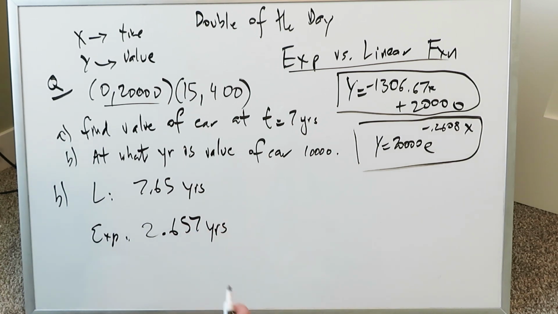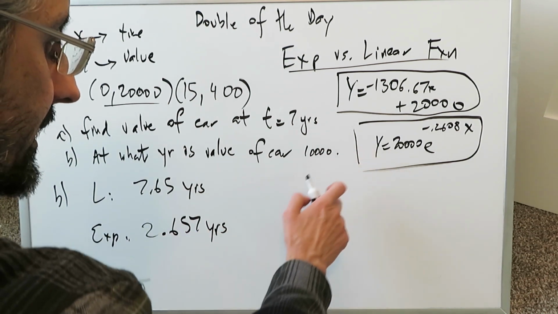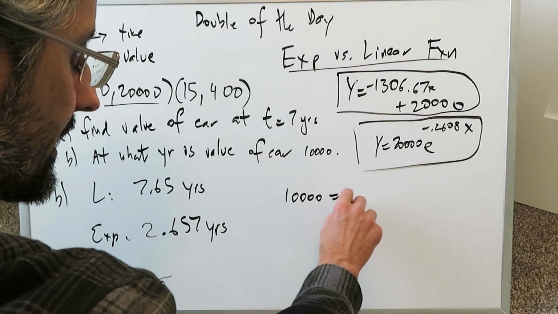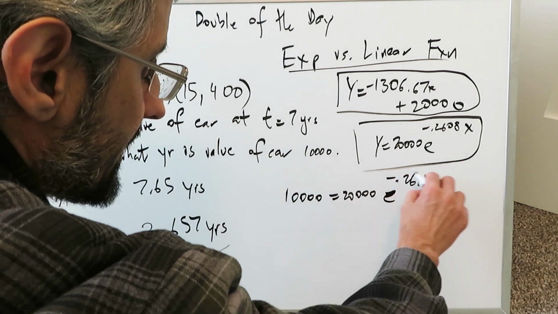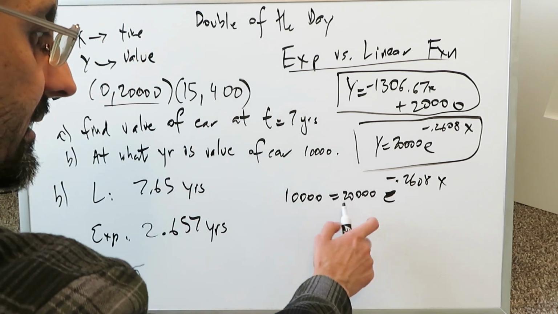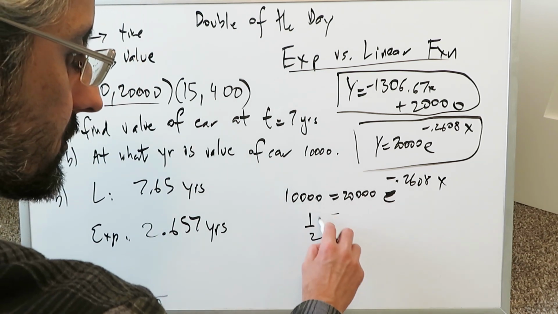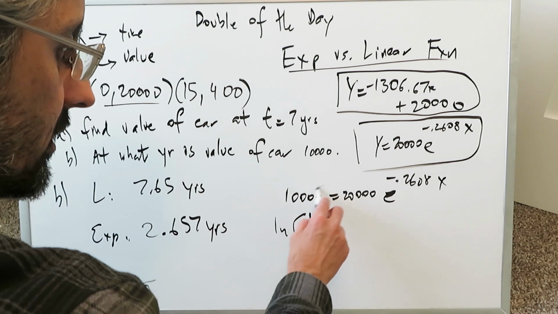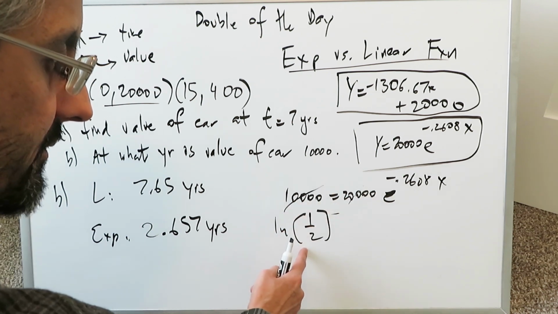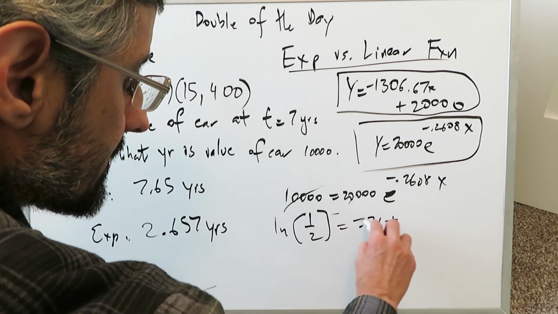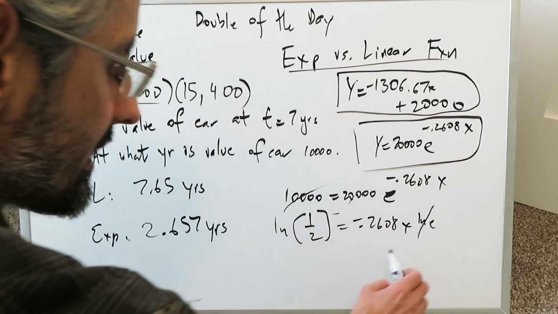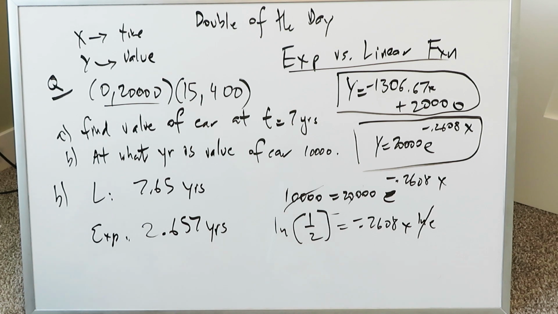2.657 years. Remember here for this b right here, I had a 10,000 over here, and then I have 20,000. I'm multiplying with this 0.2608 minus x. You're bringing this value over here, we have a 1 over 2, and then you're doing the natural log. All of this divides with itself to give you a 1 over 2. And then you have a 0.2608 x natural log e. Hence, that's exactly how this value came out.